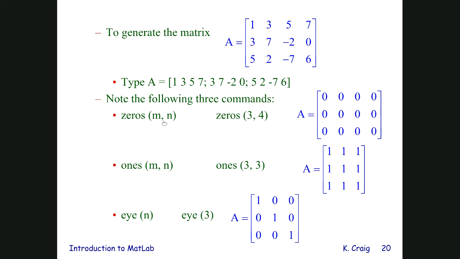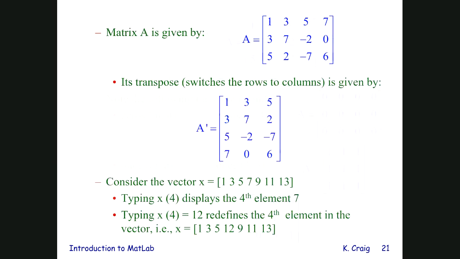There are special matrices like zeros of size m and n, ones of size m and n, and eye, which is an identity matrix. eye(3) gives you a 3 by 3 identity matrix, for example. If you take the transpose, A transpose is given by this apostrophe on top of it, which gives you the transpose of this matrix.